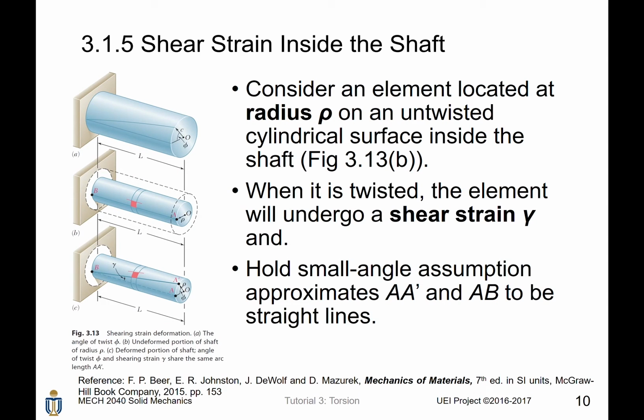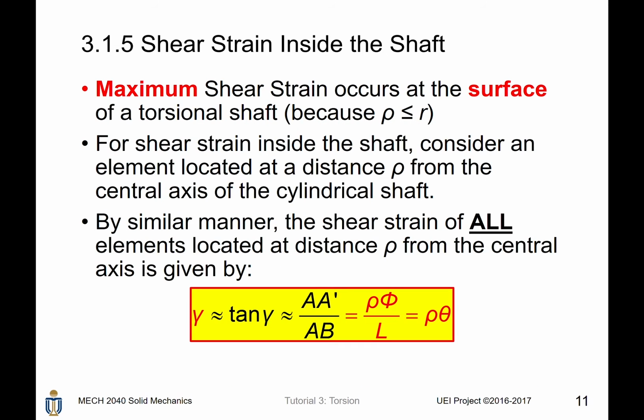Now we talk about the shear strain inside the shaft. For an element located at distance ρ on an untwisted cylindrical surface inside the shaft, similar to those elements on the surface, the elements inside the bar will also be twisted. Then all we need to do is replace the R with ρ. The maximum shear strain is on the surface, which is R phi divided by L. So here we just replace the R with ρ.